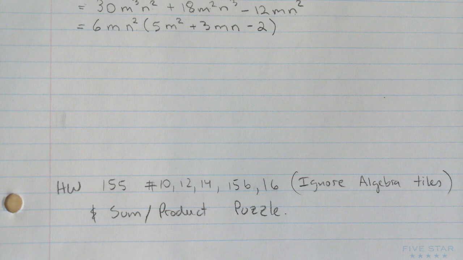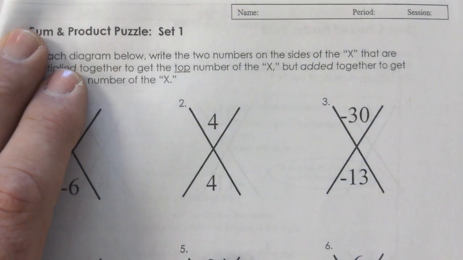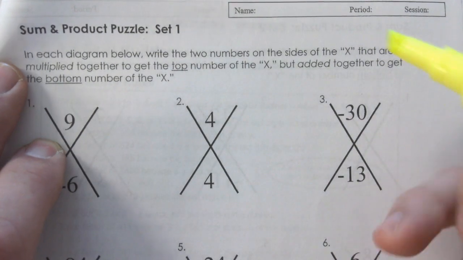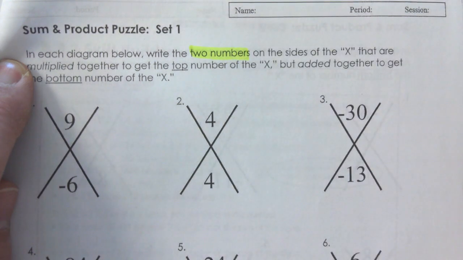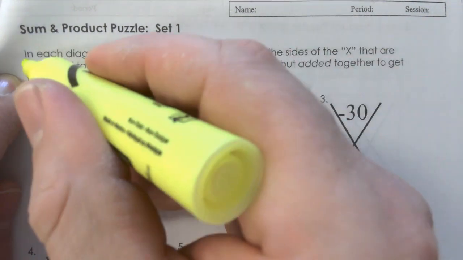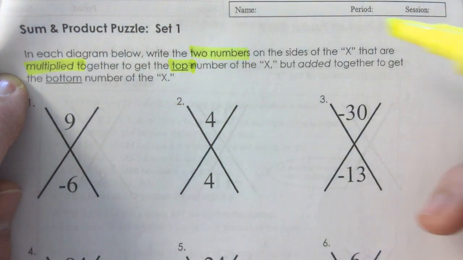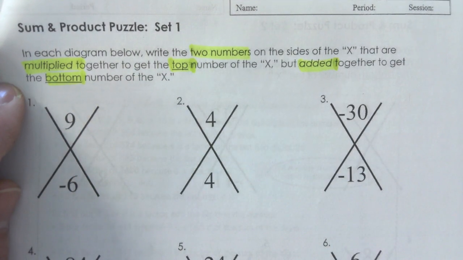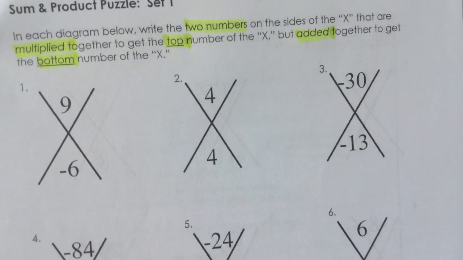Okay, I'm going to cover up the homework for a bit. So this is the puzzle that I'm talking about. It was in that package that I gave you that has the first couple of pages of the textbook. This is it. So in each one of them, you want to find two numbers that, when multiplied, you get the top number, and when added, you get the bottom number. You're like, what? What's going on? So I'll show you a couple, okay?